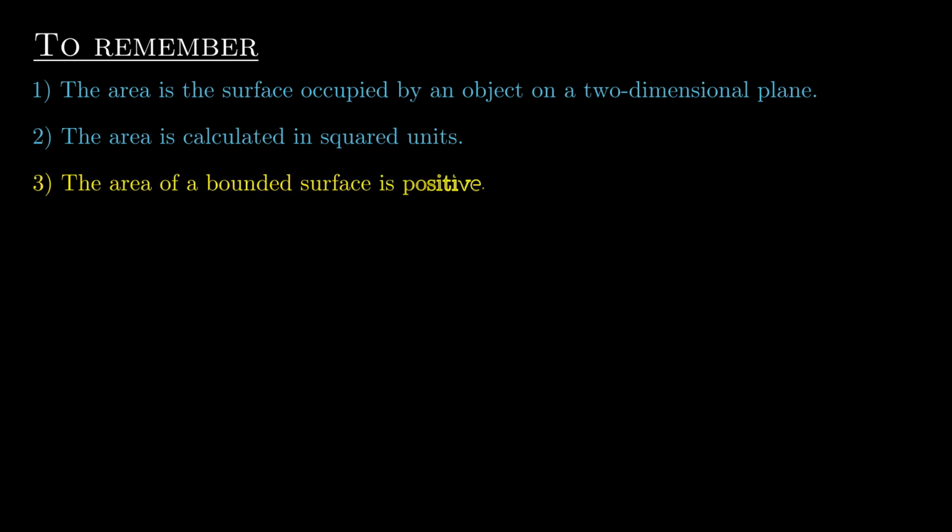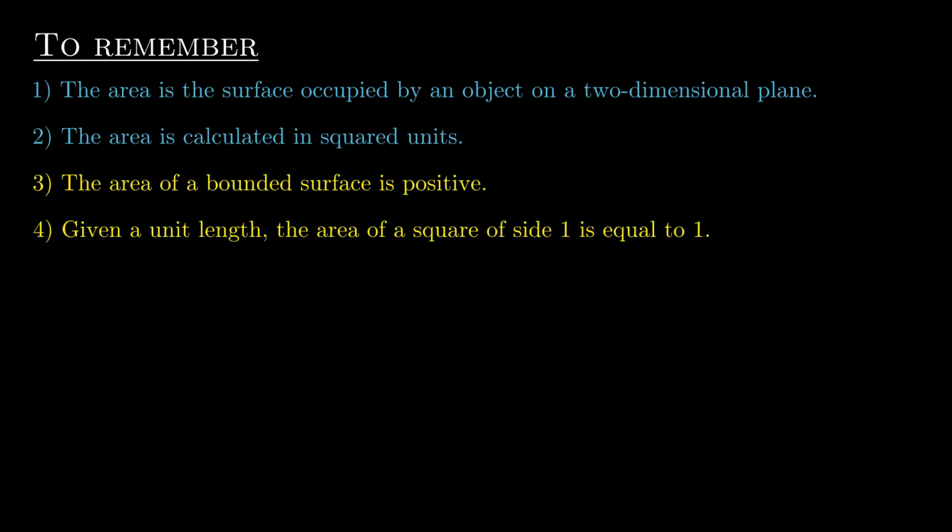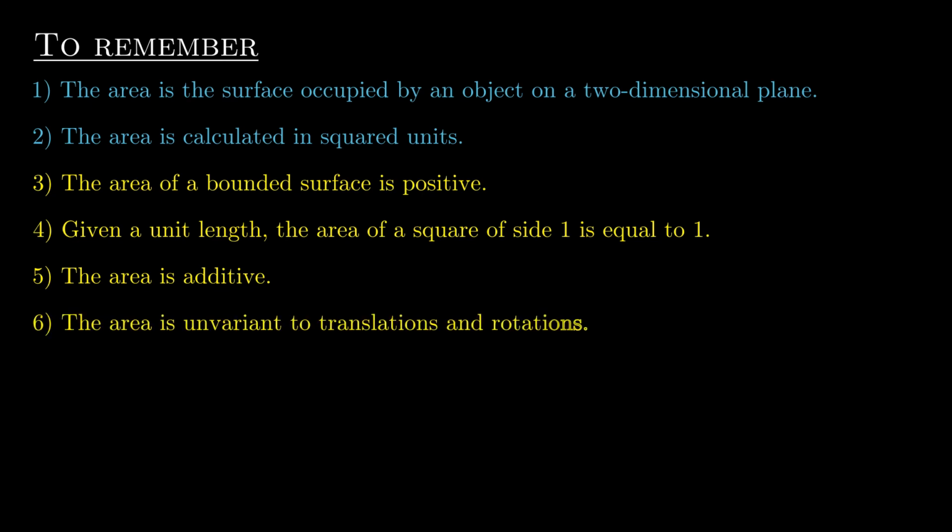And then the area of a bounded surface is positive. Given a unit length, the area of a square of side 1 is equal to 1. The area is additive. And finally, for the last property, the area is invariant to translations and rotations. So this is the end of our lesson.